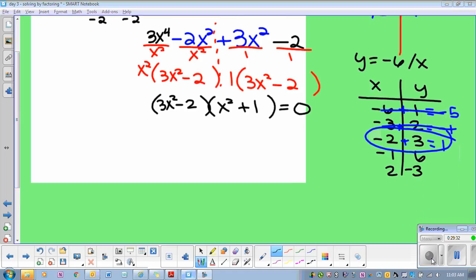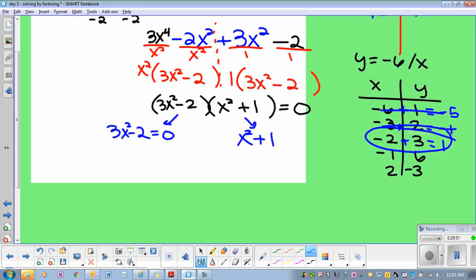All right, so does everyone have this? Yeah? Okay, so now I can't do difference of squares or sum of squares on this, right? So I have to do my mini equations. 3x squared minus 2 equals 0, and x squared plus 1 equals 0. All right? Hang in there. I know. Tired. All right.